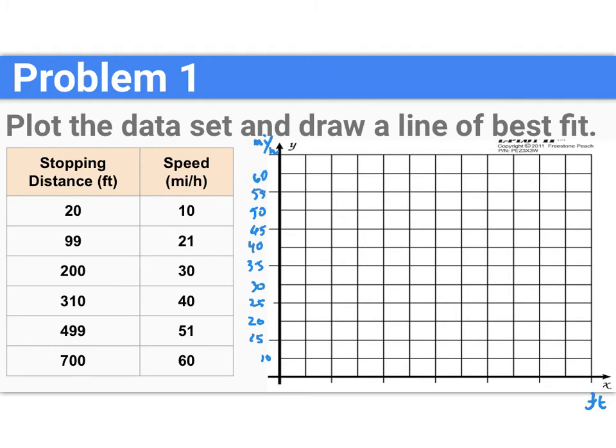Make it up to 60. Okay, let's see what we can do on X. Can we go by 50? 50, 100, 200, 300, 400, 500, 600. But we don't have enough to get 700.